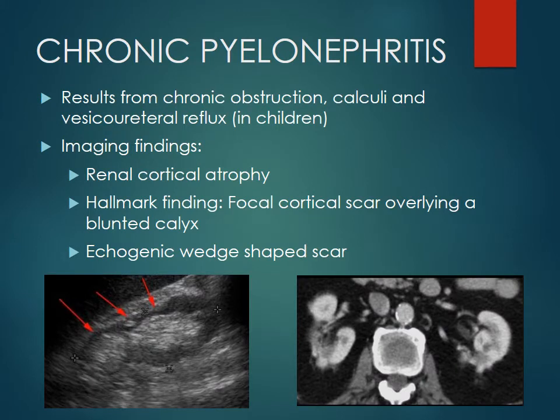Chronic pyelonephritis is a condition that would result from chronic obstruction, calculi, or VUR in children. The imaging findings for chronic pyelonephritis would include renal cortical atrophy, as pointed out by the red arrow in the left lower image. And another hallmark finding would be focal cortical scar that would overlie a blunted calyx, and for some, an echogenic wedge-shaped scar.